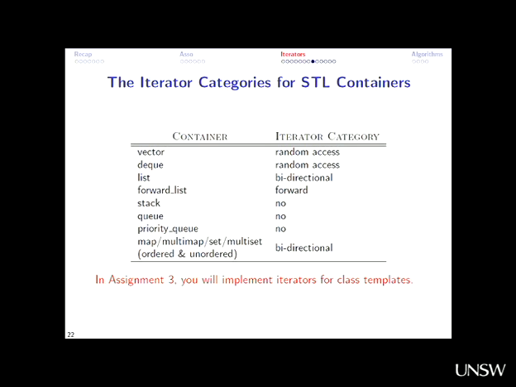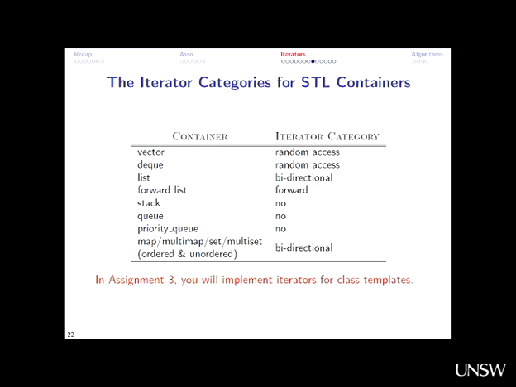So if we look at the container, here's a mapping of containers to the iterators that they contain. Vector and a double-ended queue both have random access iterators. You can go anywhere throughout them. List is bidirectional. You can go forward and backwards because it's a doubly linked list. A forward list is only singly linked, so you can only go forward.